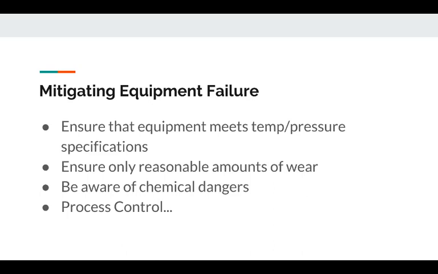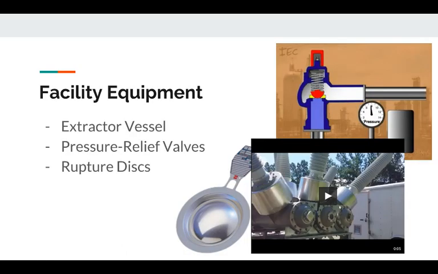Make sure that your fluid isn't going to wear away and eat through whatever vessel that you're using. Another way to mitigate equipment failure is through proper process control measures. The prime examples being pressure relief valves and rupture discs. The top GIF kind of shows you pressure relief valves.